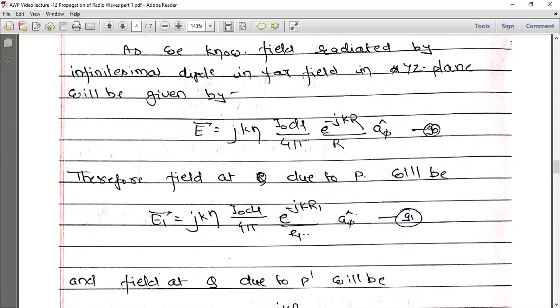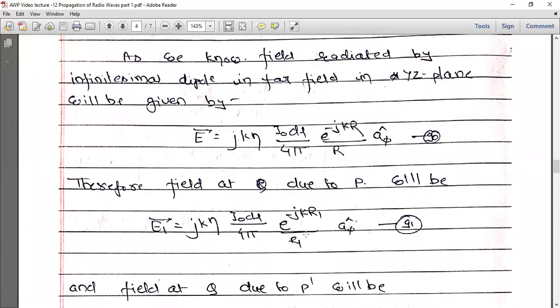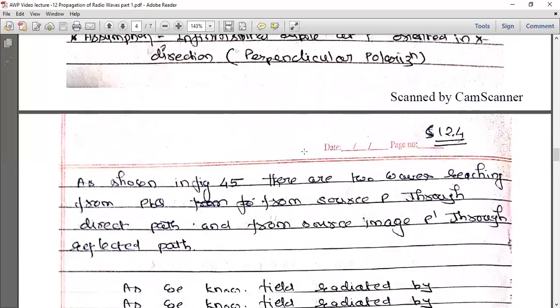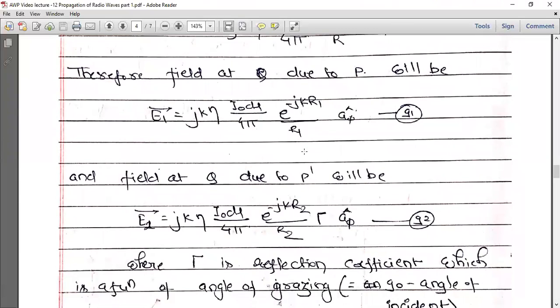And the field reaching point Q due to P dash: you can consider waves reaching from this particular path, or you can consider an incident wave and then reflected. When the wave is incident and reflects back, some of the power gets absorbed by the medium below, as we consider that the ground is not a perfectly conducting material. That is why we get a reflection coefficient, which we consider to be gamma.